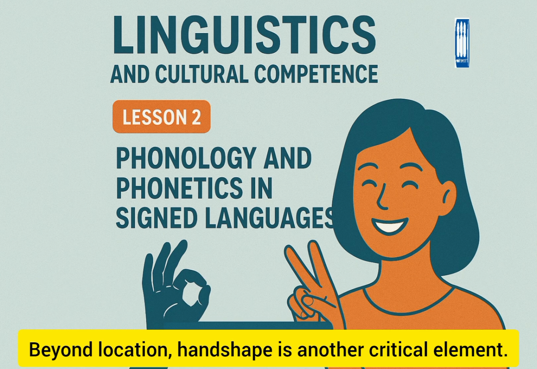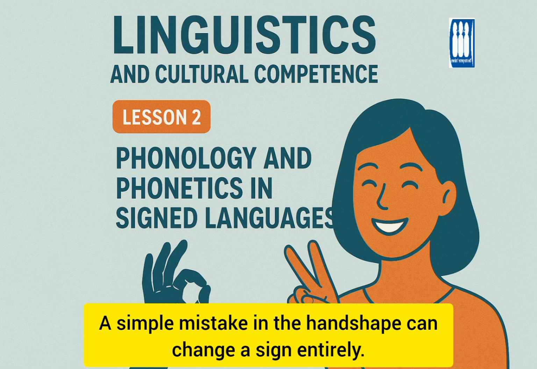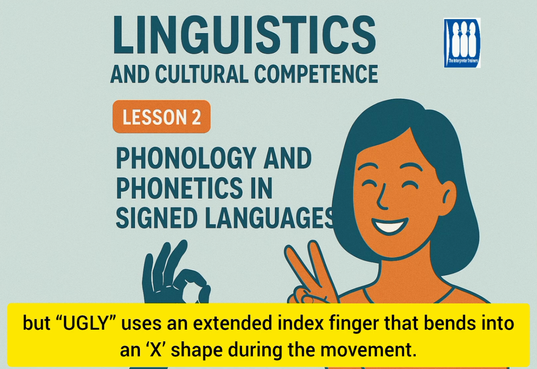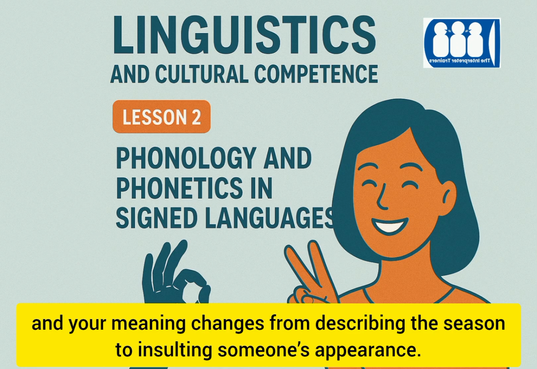Beyond location, hand shape is another critical element. Sign languages have a limited but rich inventory of hand shapes. A simple mistake in the hand shape can change a sign entirely. In ASL, the signs for summer and ugly are very similar. Both involve a movement across the forehead with the index finger. But ugly uses an extended index finger that bends into a hook shape during the movement. Mix up these subtle features, and your meaning changes from describing the season to insulting someone's appearance.